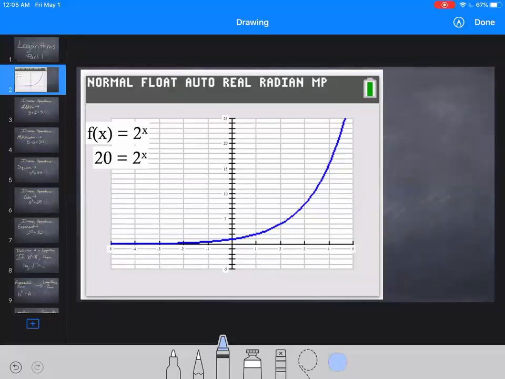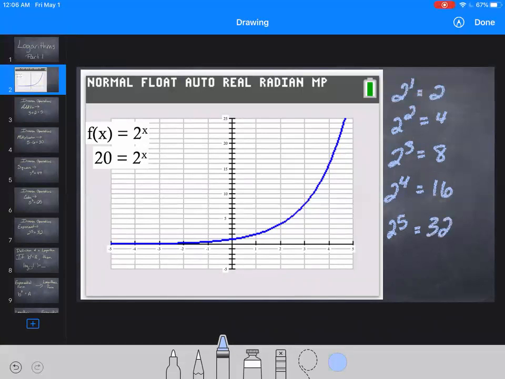Well, we know that whenever we have 2 to the x, we can actually count using exponents, and we can say 2 to the first is equal to 2. We can say 2 to the second is equal to 4. We can say 2 to the third is equal to 8. We can say 2 to the fourth is equal to 16. And we can say 2 to the fifth is equal to 32. So we know 2 to the x, when it's equal to 20, has to be somewhere in between 2 to the fourth and 2 to the fifth. So it's going to be a decimal, but we don't know exactly where that value is.